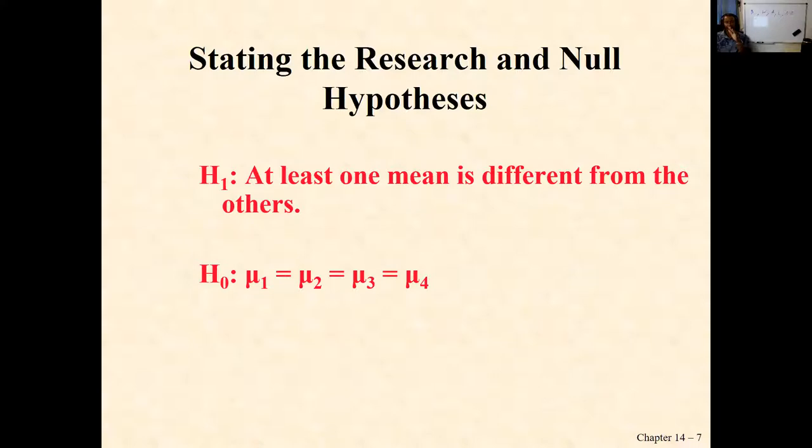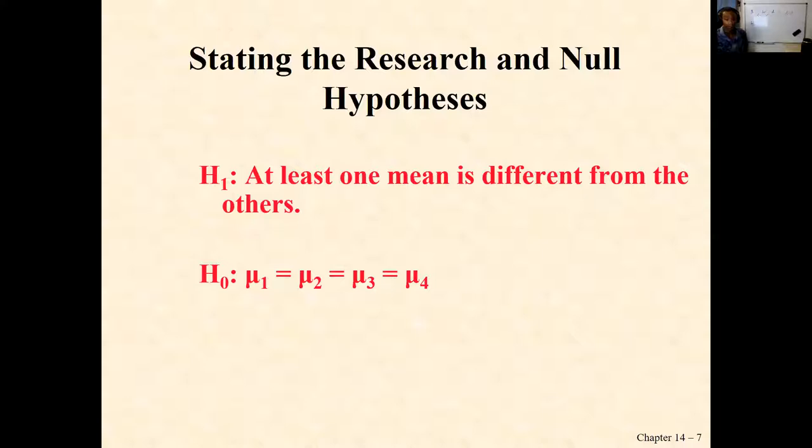Okay, so the research hypothesis says that at least one of these means is different from the others. It doesn't specify which one, doesn't specify higher or lower, just says one of them is different. Now the null hypothesis is saying the opposite. It's a statement of no difference. It's saying that the means of all these different groups are equal to each other. So you'd write the null hypothesis saying that the mean for one group in the population is equal to the other group, which is equal to the other group, which is equal to the other group, and they're all equal, so there is no difference.